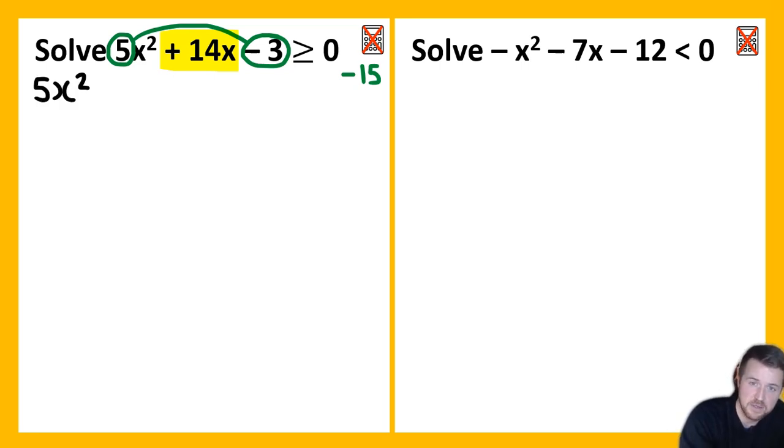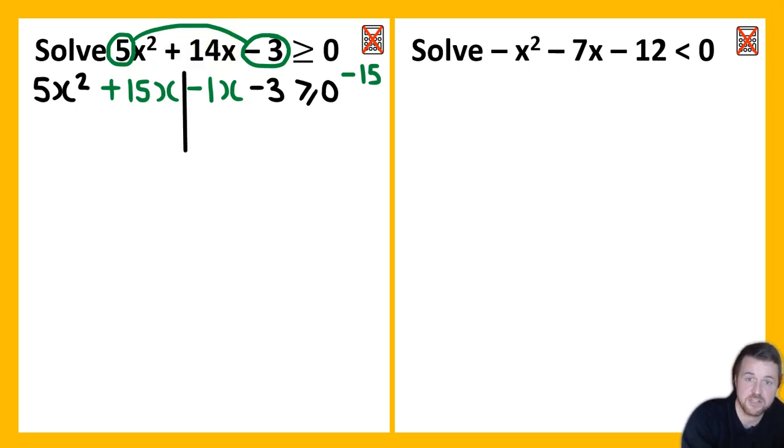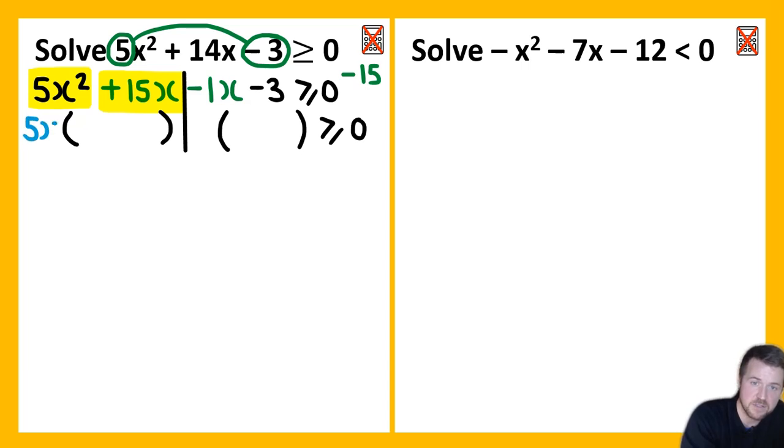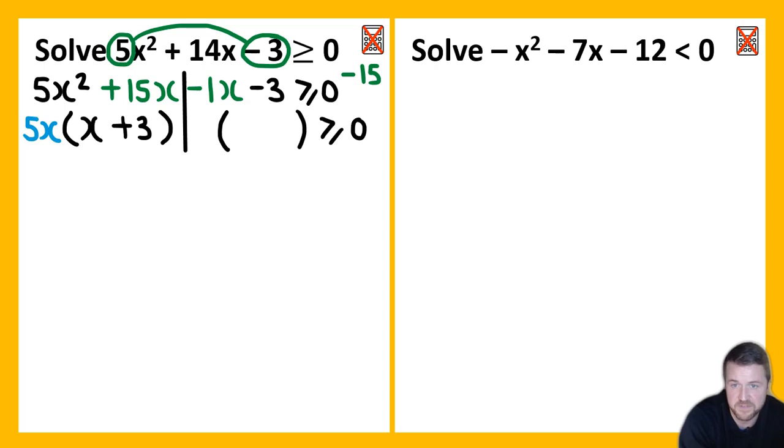So 5x squared plus 15x minus 1x minus 3 is greater than or equal to 0. Split the quadratic expression in half and factorize the left hand side and the right hand side into single brackets. I'll be able to take a factor of 5x from 5x squared and 15x. 5x will need to be multiplied by x plus 3 to give me 5x squared plus 15x.